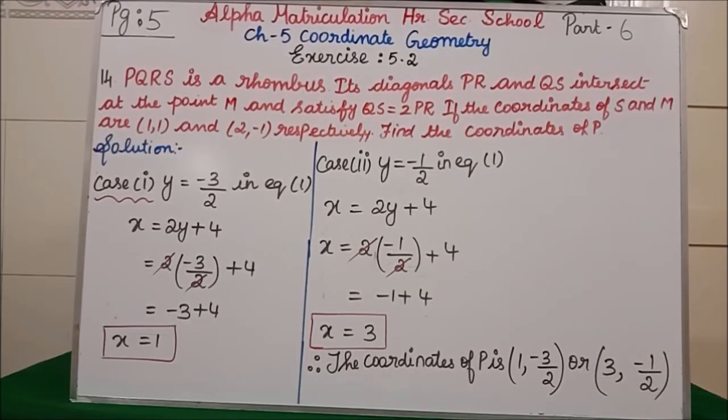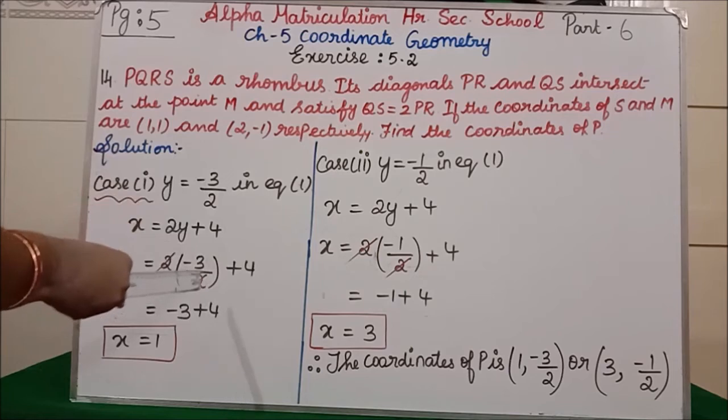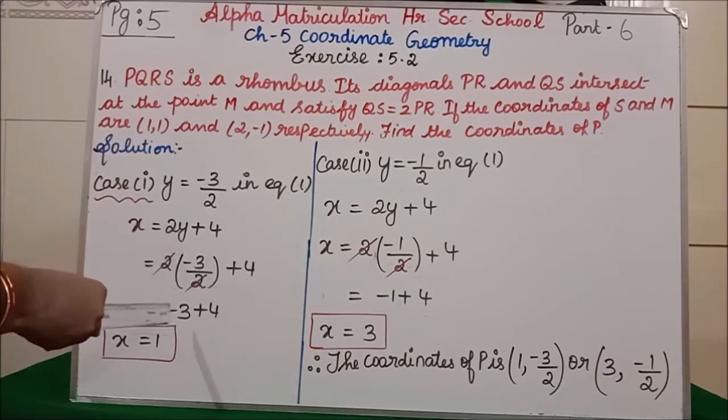So both the values separately we are going to substitute in equation 1. What is our equation 1? x equal to 2y plus 4 is our equation 1. Okay. So first we will substitute y equal to minus 3 by 2 in equation 1. So 2y value is 2 into minus 3 by 2 plus 4. 2 gets cancelled. Minus 3 plus 4 is what? x equal to 1 we have got. Clear?